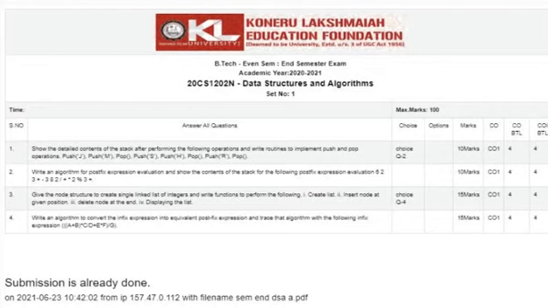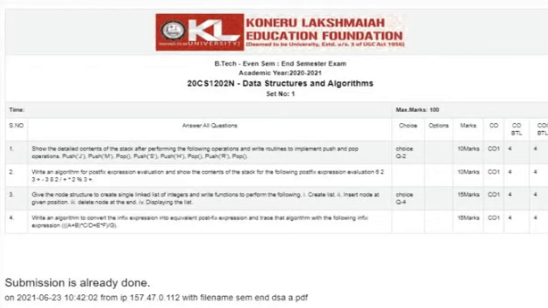Question number 3. Give the node structure to create a single linked list of integers and write functions to perform the following: create list, insert node at given position, delete node at end, displaying the list.